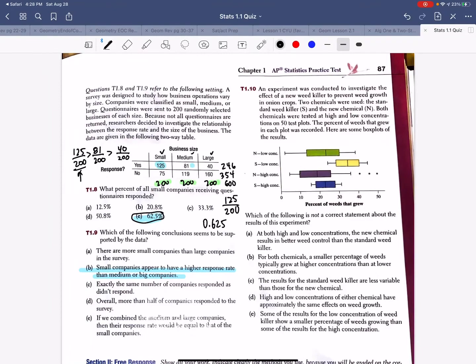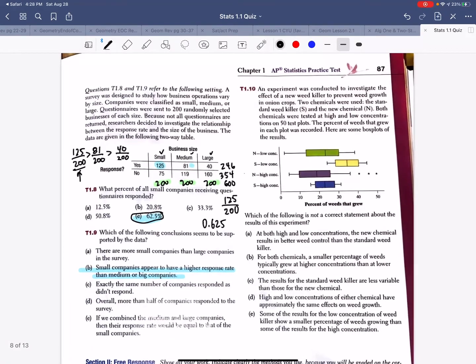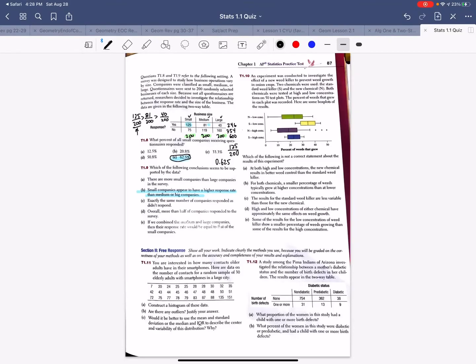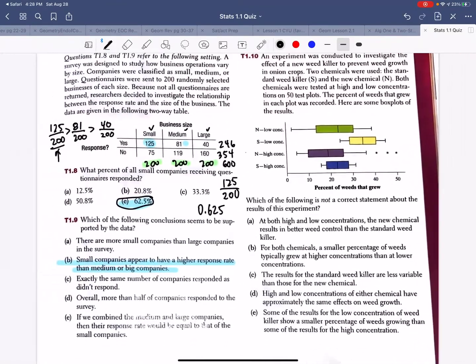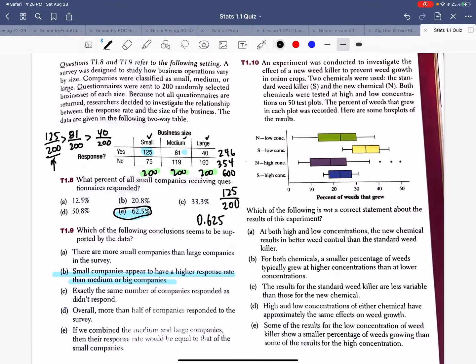Number 9. Oh, that was 9. All right. Number 10, last multiple choice. And then you'll want to make sure you do 2 out of the 4 free response and you're ready for that. Question 10, an experiment was conducted to investigate the effects of a new weed killer to prevent weed growth in onions. 2 chemicals were used, the standard weed killer and the new weed killer. Both chemicals were tested on high and low concentrations on 50 test plots. The percent of weeds that grew in each part was recorded.